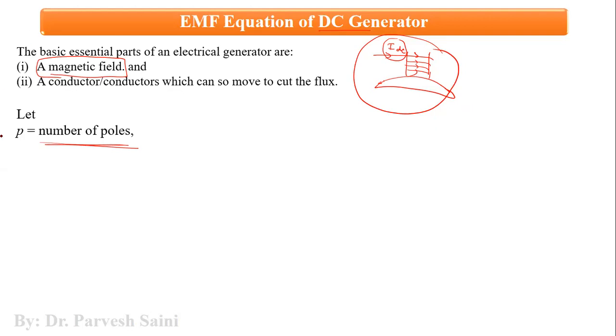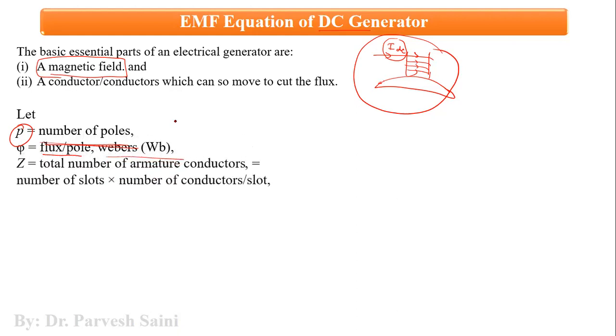So let us assume that there are P number of poles in a DC machine which are used to generate the magnetic flux. Then let us assume that phi is the flux per pole. That means each pole is producing a flux which is phi, and the unit of flux is Webers.